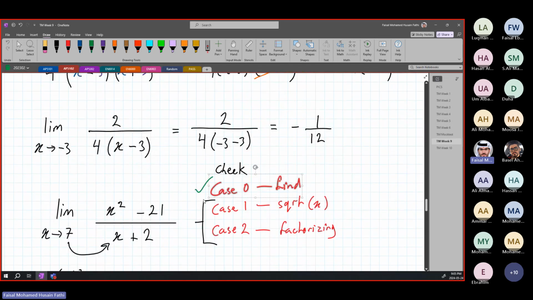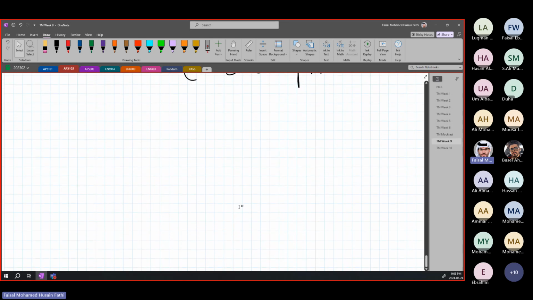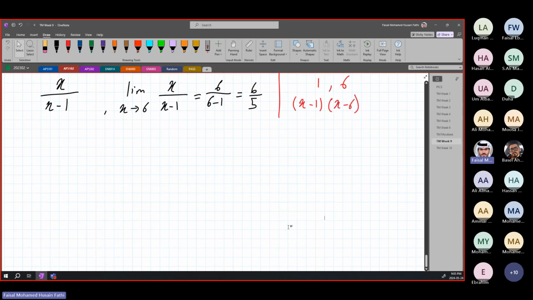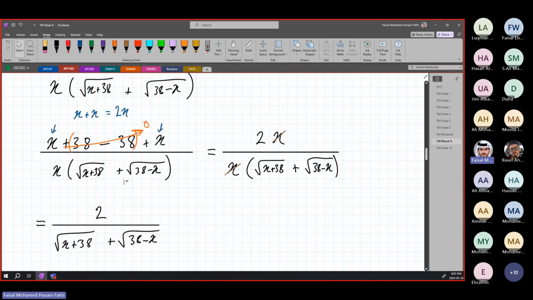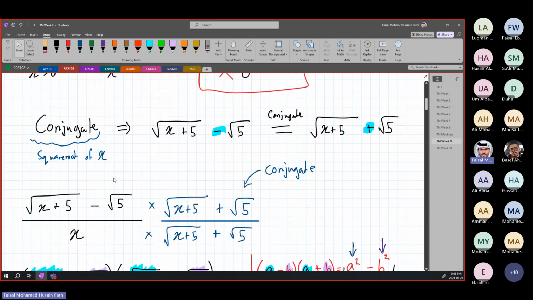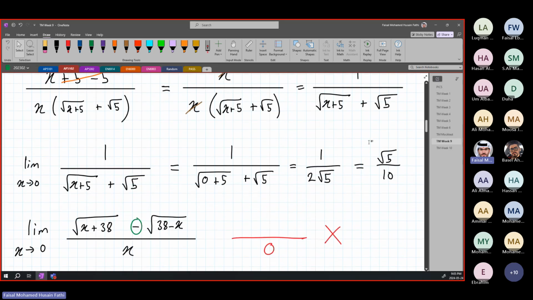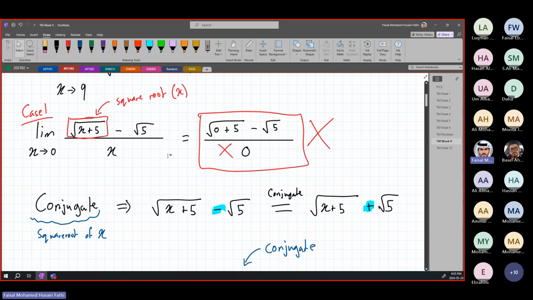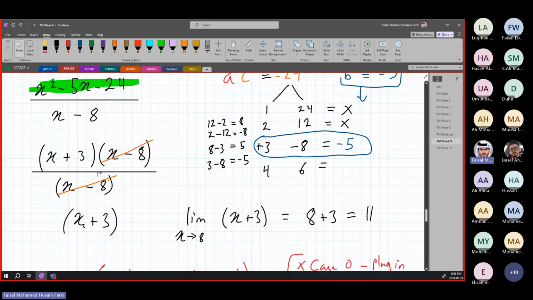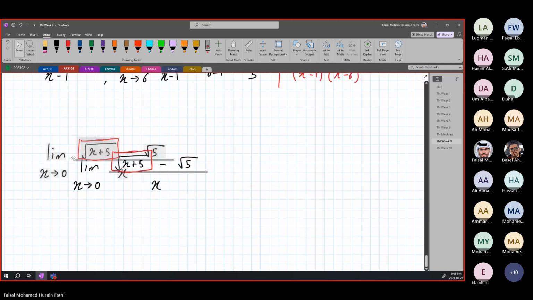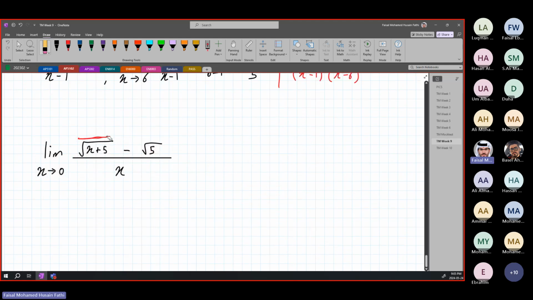So case 0, it's very easy. All you have to do is just plug in the number and you will find it. Let's say, for example, where did I start for case 1? Case 1, we found the answer to be square root 5 over 10, right? And it was the limit of x to 0. This was the question. So this I will call the shortcut method. Again, this is nice for now, but when you reach degree, you're going to have to show your steps anyways.